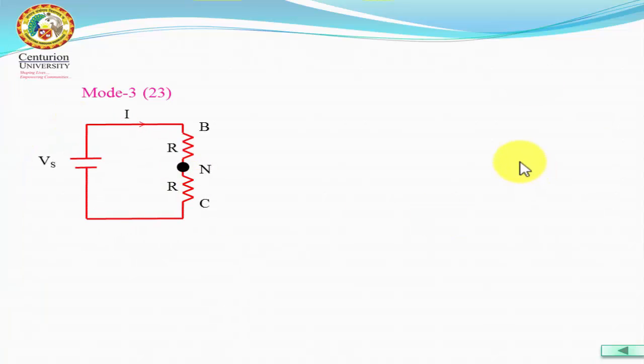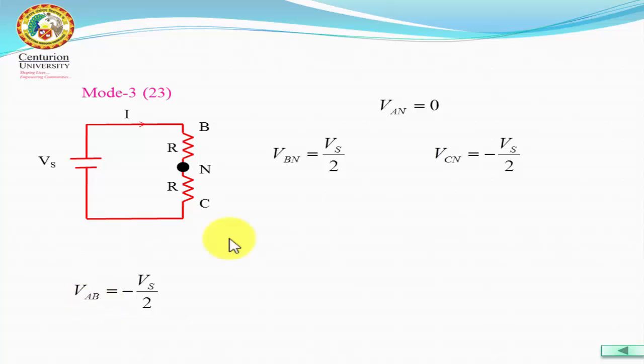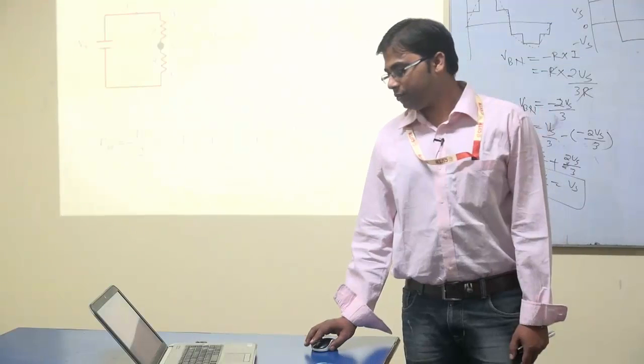Okay. So this is the circuit diagram. AN is equal to 0, BN is equal to Vs by 2, and CN is equal to minus Vs by 2. Similarly, we can find out the line voltages: AB is AN minus BN, so minus Vs by 2; BC is Vs; and CA is minus Vs by 2.